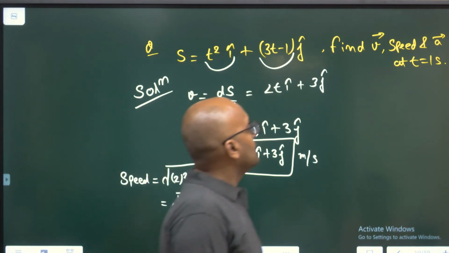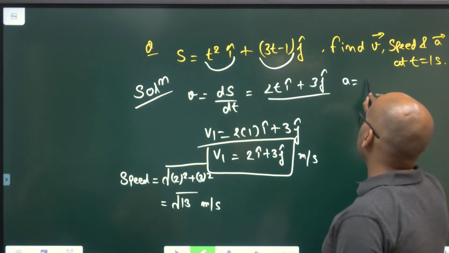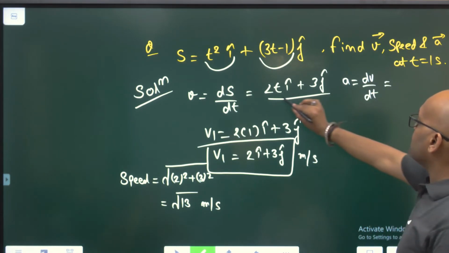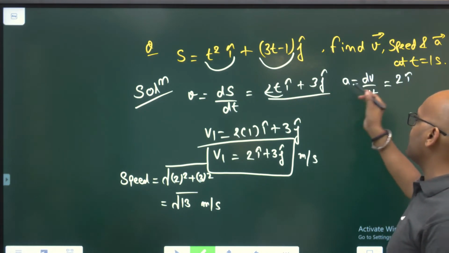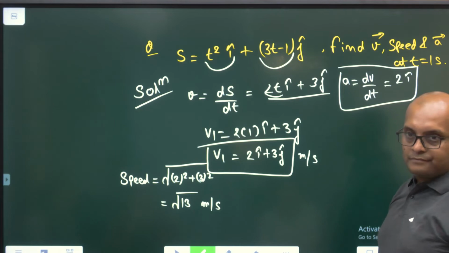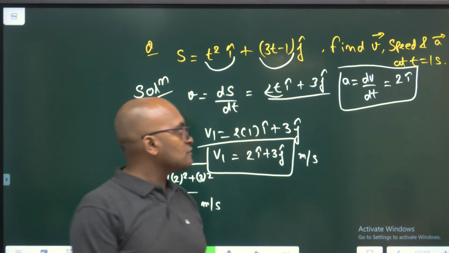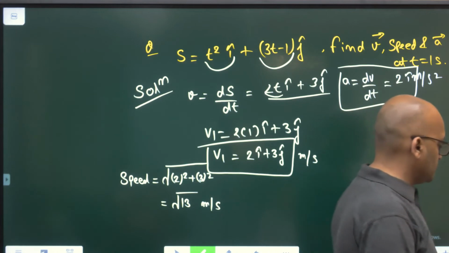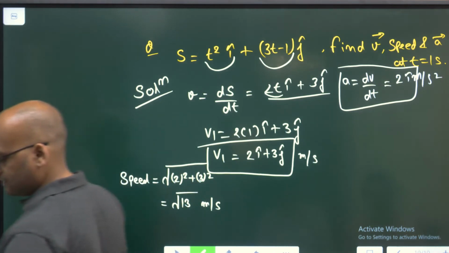Now what will be the acceleration? So velocity is 2t I cap plus 3j cap. Find out dv upon dt. So differentiate it with respect to time. You will get 2 I cap. Differentiation of 3j cap will be 0. So acceleration is 2 I cap, along the positive x-axis. So 2I meter per second square. Yes or no? Note it, note it.